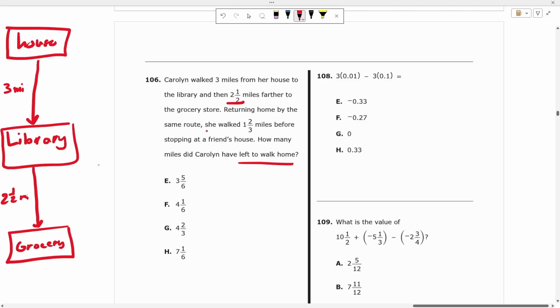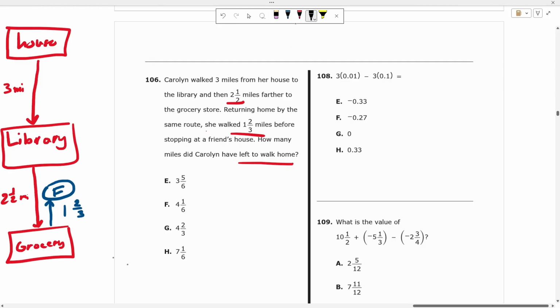Returning home by the same route, she walked 1 2/3 mile. So she's returning home now. I'm going to do it in a different color, in blue. So she's on her way back, and she walked 1 2/3 miles before she stops at her friend's house. Okay, and we're asking how much distance does she have left to go?